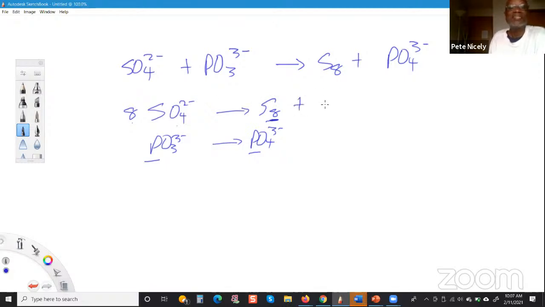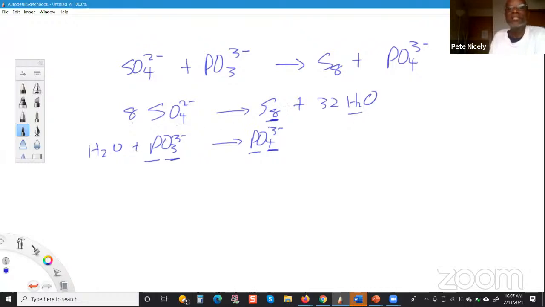So we need to balance the oxygens by adding 32 water molecules to this side, all right? And then in the case of the second half equation, we have 3 oxygens here, we have 4 here, so that means we simply add 1 water molecule on the left side in this case, all right? The next step is that we balance the hydrogen atoms by adding H plus ions to both sides.